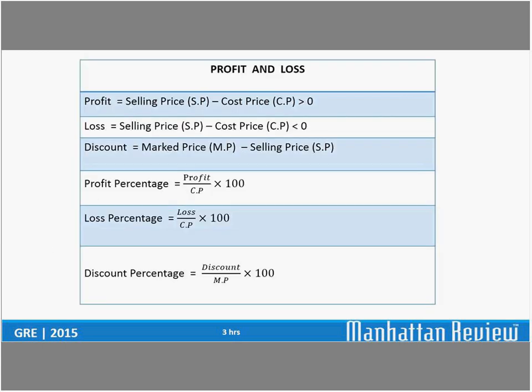Next one is profit and loss. I think you know the difference. When the difference between the selling price and the cost price is positive, you say it is profit, and if it is negative, you understood it is loss. And the concept of discount: the difference between the market price and selling price is discount. Or market price minus discount will give you selling price as well.